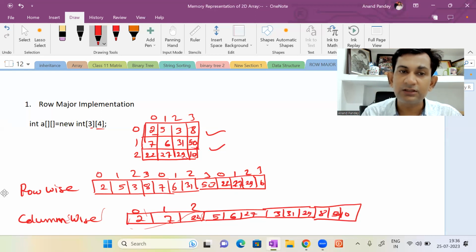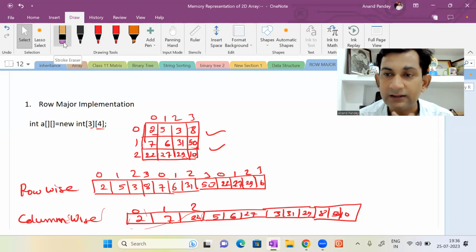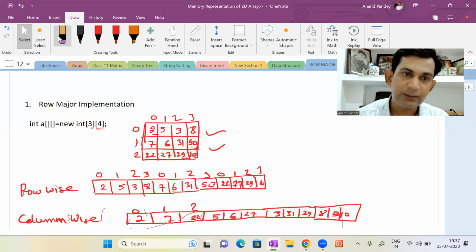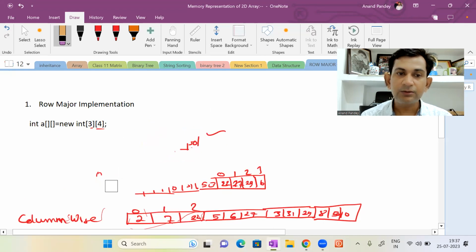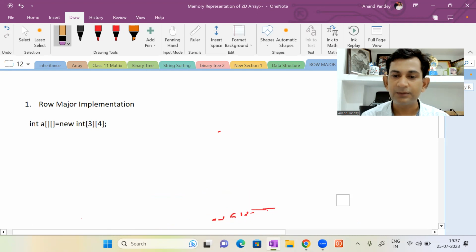So this is the basic concept. Actually, memory is not allocated in tabular form. It is allocated in linear form in case of a 2D array, and there are two methods for that: row wise and column wise. If it is row wise, the elements of the first row, second row, third row, and so on. If it is column wise, the elements of the first column, second column, and third column. I have explained thoroughly many times. I hope the things are clear. So this is the basic concept of row major and column major implementation.